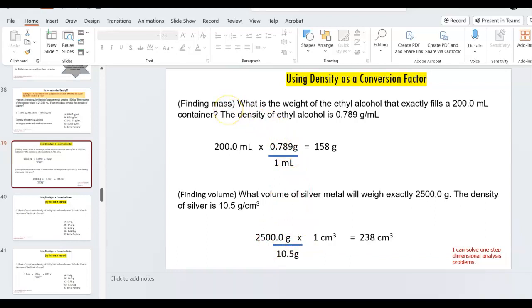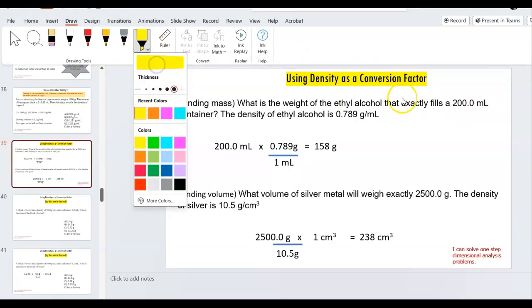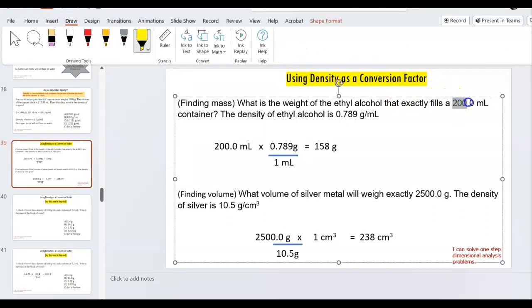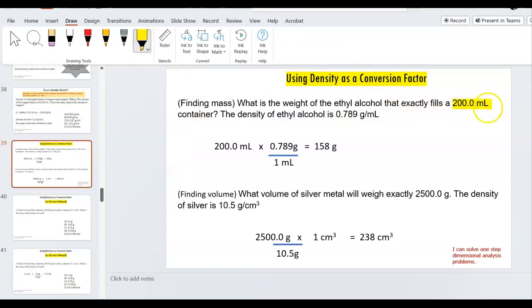So in this top one, we want to find mass. It says, what is the weight of ethyl alcohol that exactly fills a 200 milliliter container? The density of ethyl alcohol is 0.789 grams per milliliter.